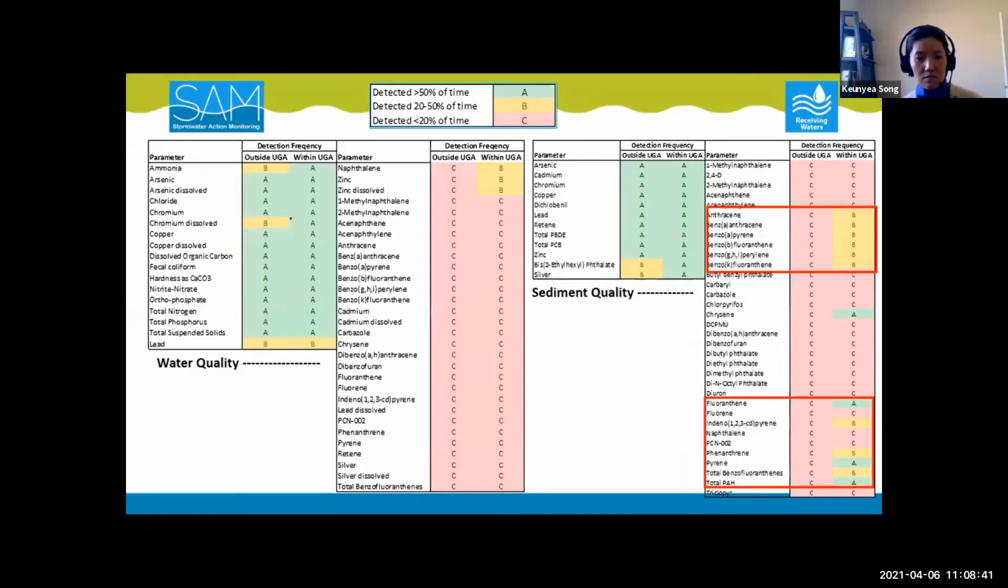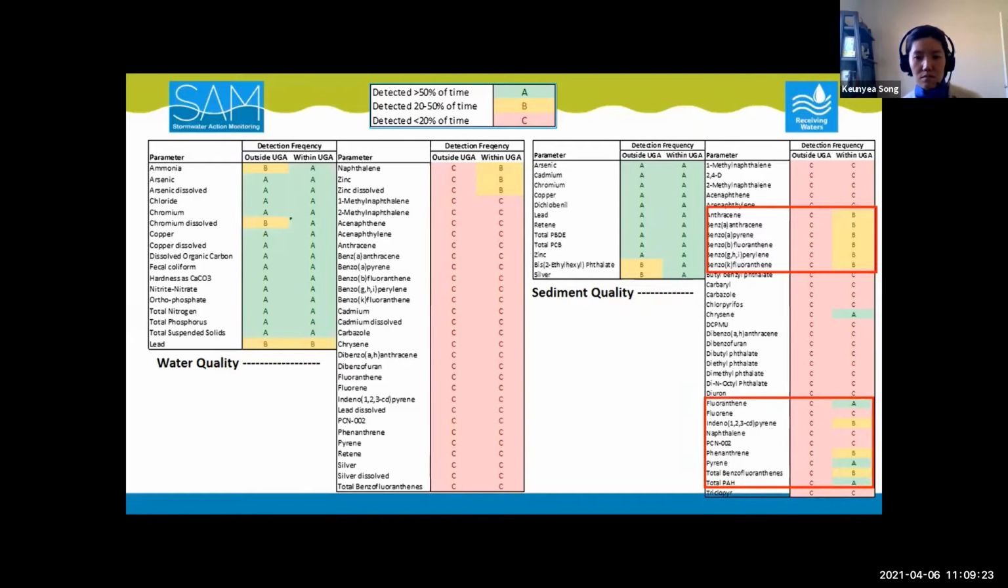For water quality, organic contaminants and some metals were rarely detected. Conventional parameters such as nutrients, and metals like copper or chromium, were more reliably detected in water samples. Compared to those, the monthly sampling efforts that we put into chemical analysis of water chemistry didn't tell us much because of lots of non-detects. Therefore, we didn't find significant differences between the area outside the UGA and inside of the UGA.